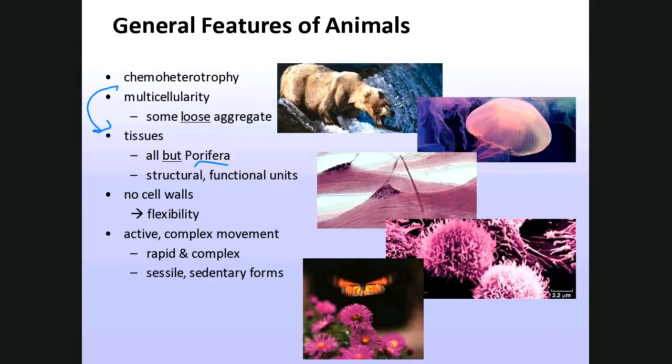Cells working together in a tissue, not just as an aggregate, not just like the Volvox. What was one of your questions in lab, is Volvox a collection of cells or multicellular? And it's kind of like, yeah. These animals, us, take this idea of cellularity to the next level. They make this structural unit, this functional unit.